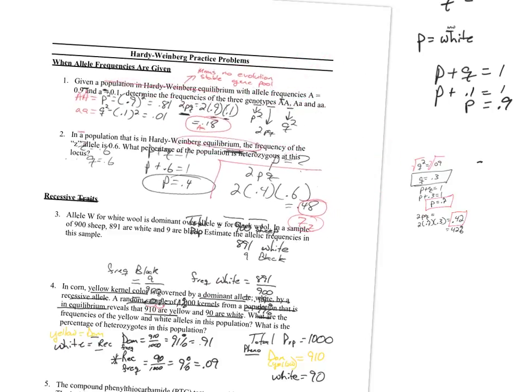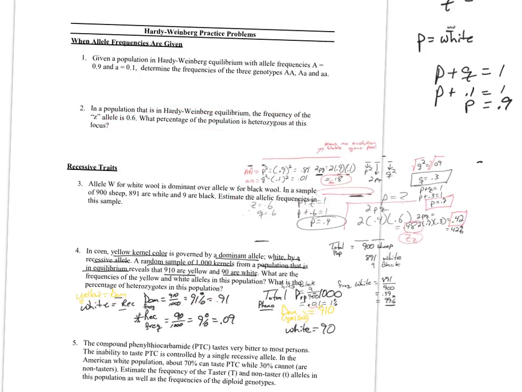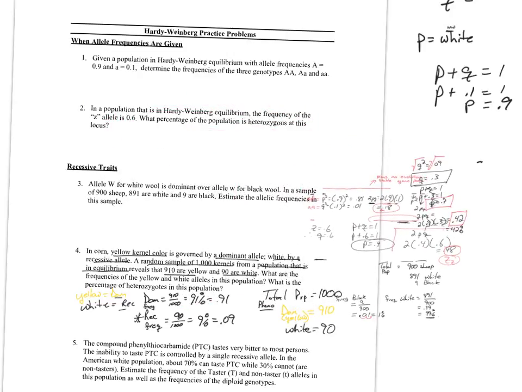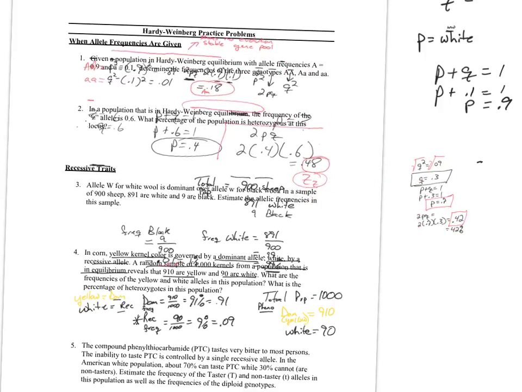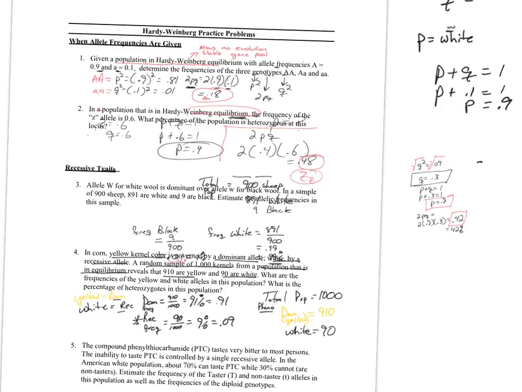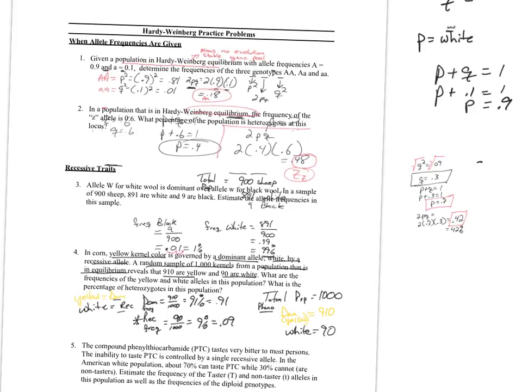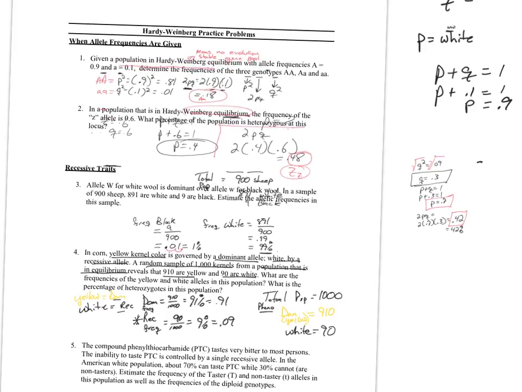All right. So let's look at this. When I read this, it says, given a problem in Hardy-Weinberg equilibrium with an allele frequency, given a population in Hardy-Weinberg equilibrium, what does that mean? That means it's equal. That means there's no evolution, right? The fact that you have Hardy-Weinberg means there's no evolution. Are we clear? All right.